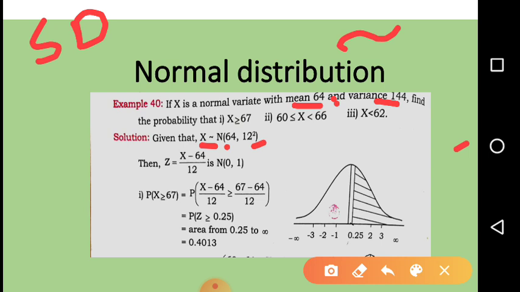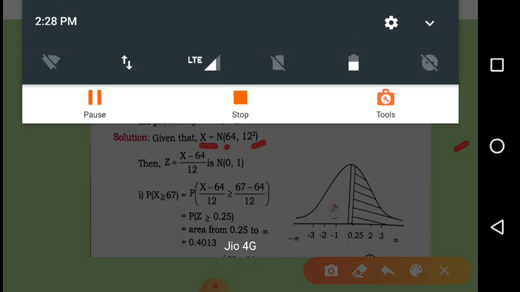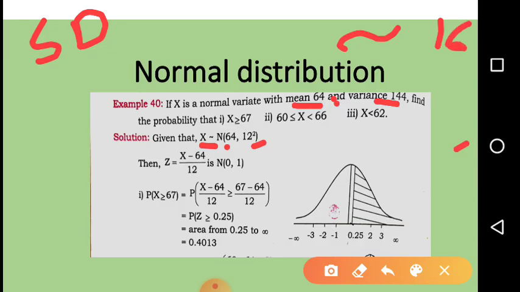For example, if variance is given as 16, what will come here? You will write 4 squared, 4 fours are 16. For example, if variance is given as 9, here you will write 3 squared. But if they directly give the standard deviation in the question as 12, then you will write it directly as 12. If the variance is given, you will make it a square and write. So first of all, you will write X follows normal distribution, bracket, mean 64 comma 12 squared.